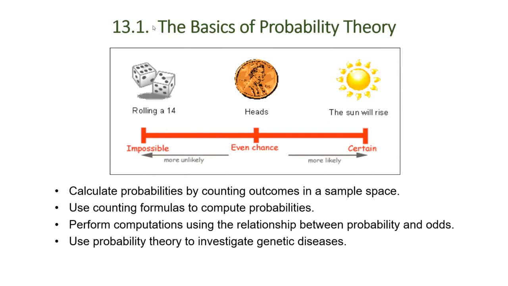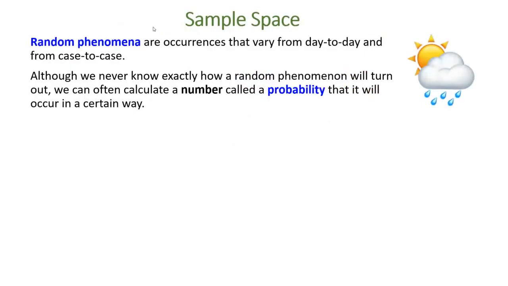So we talk about so-called random phenomena like weather, for example, or like flipping a coin. And random means that we do not know exactly what to expect, but we can estimate the probability of occurrence of one outcome or another outcome.